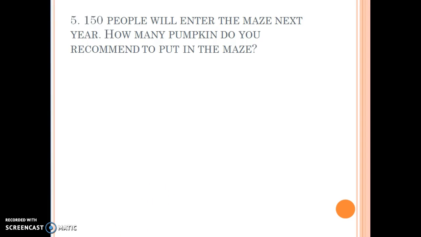All right, last question. Since the probability of getting a pumpkin is 1/2, if there are 100 people who will enter the maze next year, half of the people will get a pumpkin. So you need to make sure you have enough pumpkins for them. So meaning 150 times half, which is 75. So your minimum is 75 pumpkins needed.